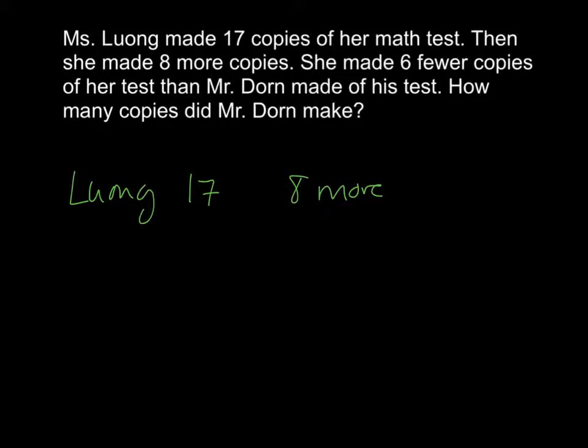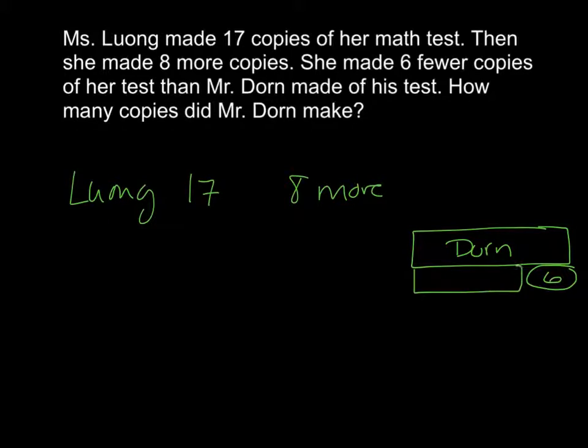So she made less, right? So if we do a comparison here, Mr. Dorn made, we don't know, we'll just write his name, Dorn. And we know that she made 6 fewer. So if we do a 6 fewer, and then this is Mrs. Luong. Okay, so I'm doing a comparison table. I've got 6 here that fills it up. We know it's 6 fewer, so we have to put that 6 in there so that it adds up to Dorn's.